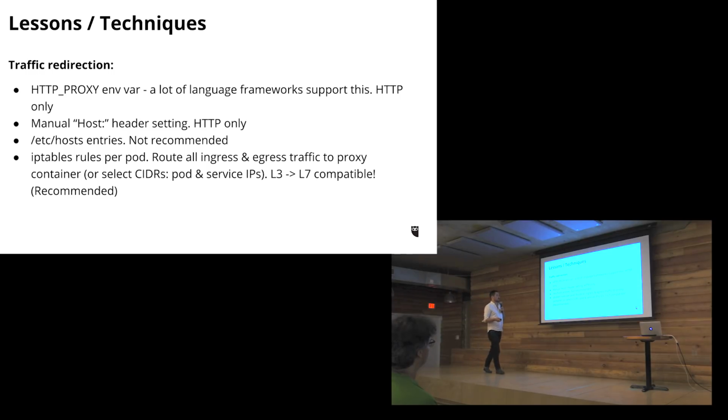And iptables per pod. This is the recommended approach now: in the pod, you set iptables that say any ingress and egress traffic, reroute it to that proxy, and let the proxy handle it. The nice thing with that is that it works with layer 3 all the way to layer 7, so you can run any kind of protocol through there. That's how Istio works, and that's the current best technique for redirecting your traffic.